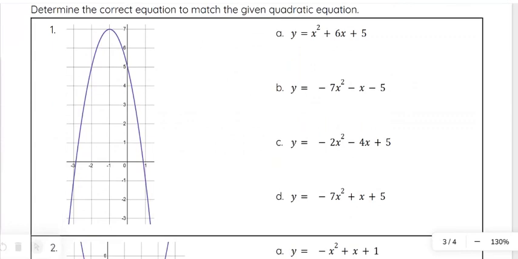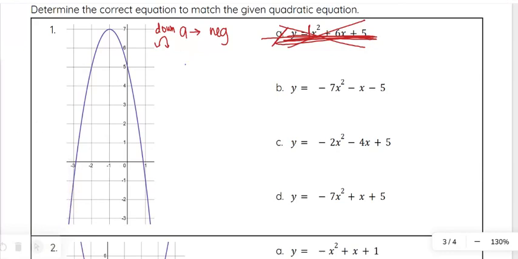So let's take a look then at this one. So first things first, we can look at our A and determine, does it need to be positive or negative based on if it opens up or down. And because our graph opens down, that tells us that A is going to be negative. Now, it doesn't tell us what negative value it is, but A has to be negative. So we can see here that A is 1, -7, -2, and -7. So we can go ahead and cross out A as an option because our A value is not negative in that one. So A is not an option here.